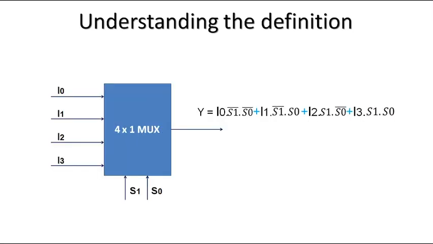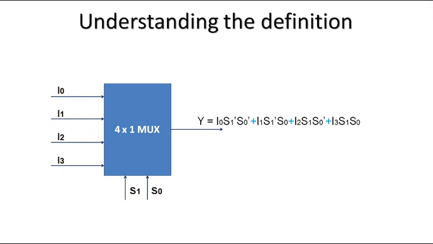Then the final equation is Y equal to I0 S1 dash S0 dash plus I1 S1 dash S0 plus I2 S1 S0 dash plus I3 S1 S0. Instead of writing bar, I am using just a dash over here. Nothing has changed.